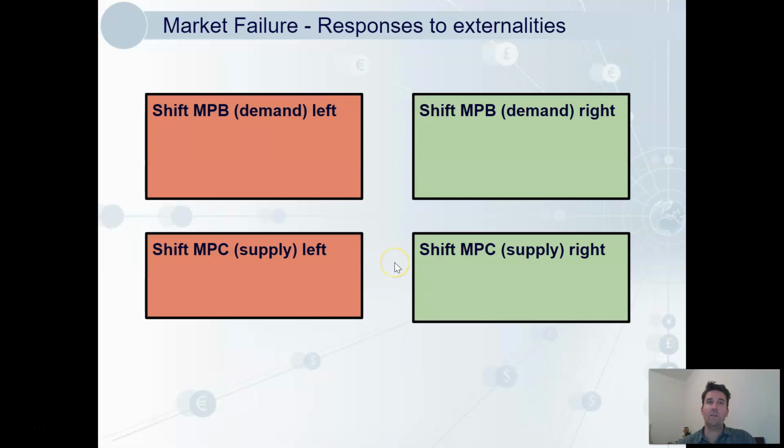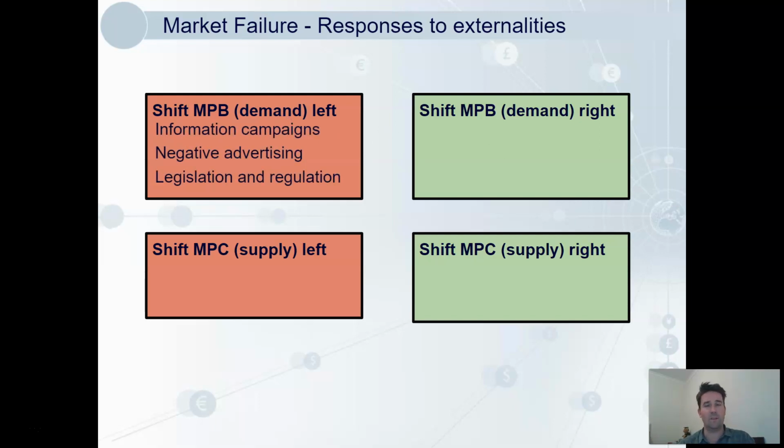We'll briefly look now at how governments can correct these market failures, but we'll go further in class. If we want to change how the market allocates resources, we need policies that will either shift demand, the marginal private benefits curve, or supply, the marginal private cost curve. To shift the demand curve left and correct an over-allocation of resources, the governments could implement information campaigns and negative advertising to change consumers' behaviour.